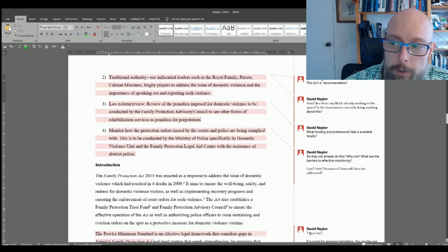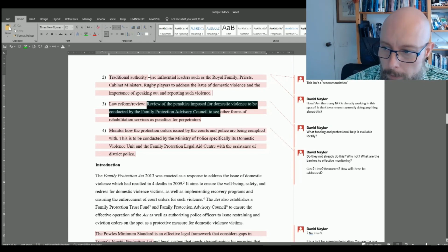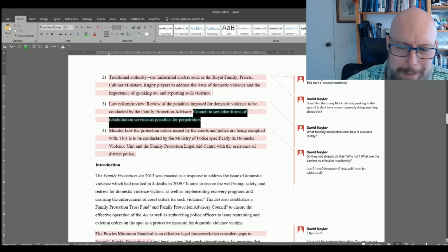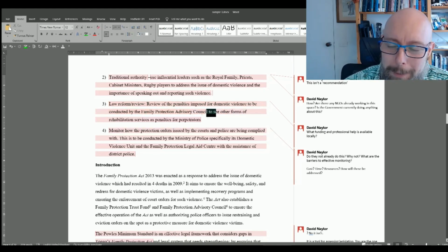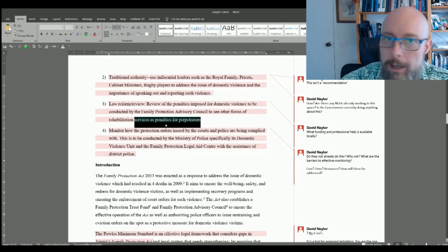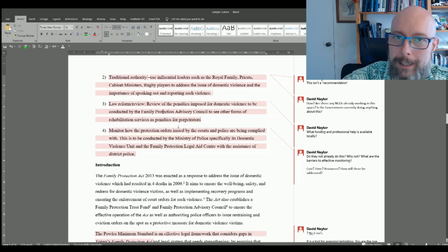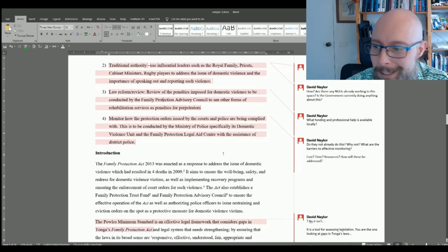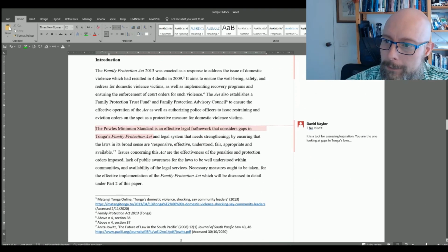And so here, this is specific. We've said that there's a need for law reform, a need to review the penalties imposed, a need to consider maybe it could be expanded, and a need to consider rehabilitation services. So there's awareness that there are specific things. It'd be hard for me to implement that immediately, but it is at least directing the decision maker to an area. All right.